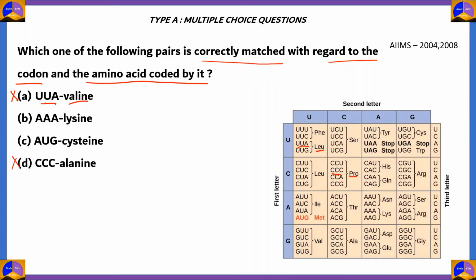Now, if you look at cysteine, which is CYS, it is coded by UGU and UGC and not by AUG. AUG is a non-degenerate codon which codes for only one amino acid, and that is methionine. Option C is incorrect. If you look for lysine, which is LYS, you find that AAA and AAG code for lysine. So therefore, option B, AAA codes for lysine, is the right option.